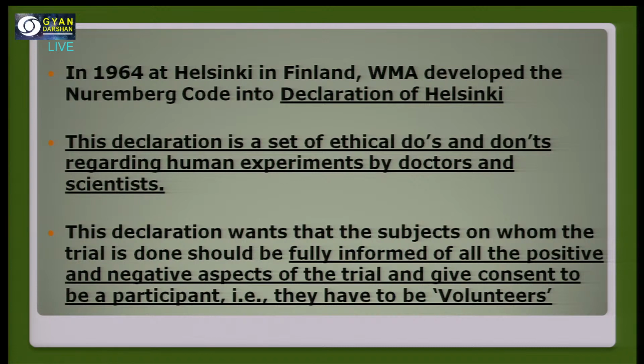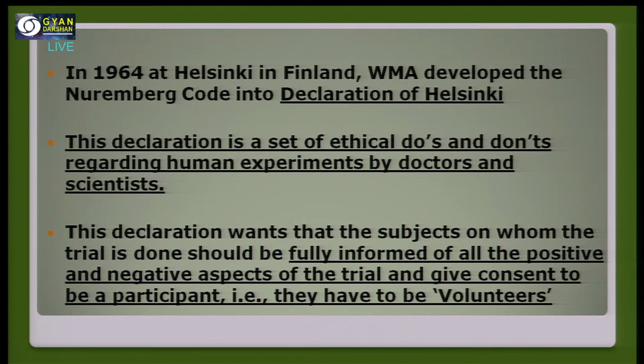Now this declaration is a set of ethical do's and don'ts. It lays down that you have to perform experiments on any human beings ethically, and how it should be done and what should not be done is all laid down in this declaration. So any experiment performed by any doctor or any scientist has to be followed in this manner, and that principles or that procedure is laid down in the second Declaration of Helsinki.